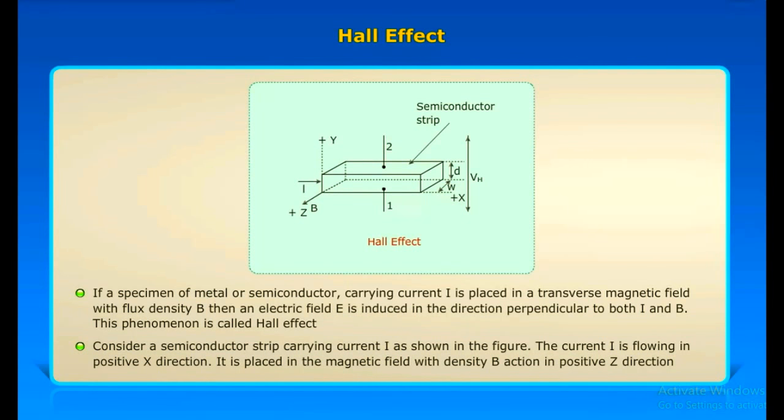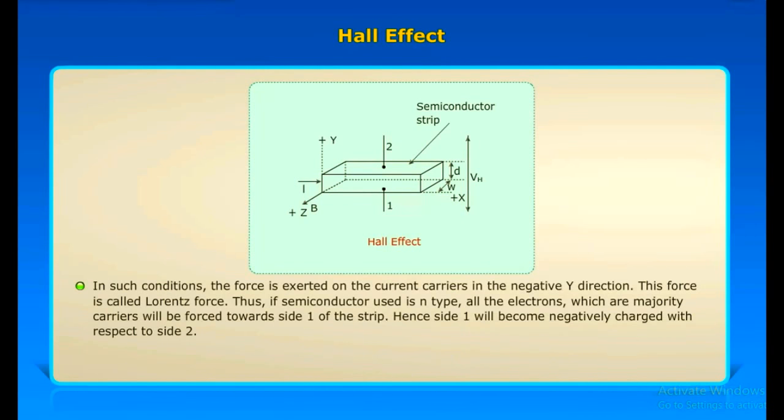Consider a semiconductor strip carrying current I as shown in the figure. The current I is flowing in positive x direction. It is placed in the magnetic field with density B acting in positive z direction. In such conditions, the force is exerted on the current carriers in the negative y direction. This force is called Lorentz force.